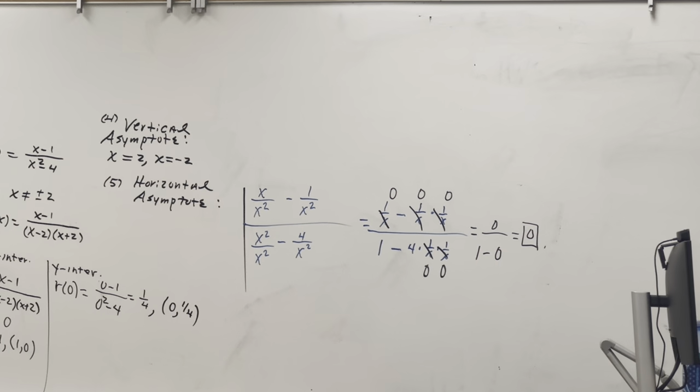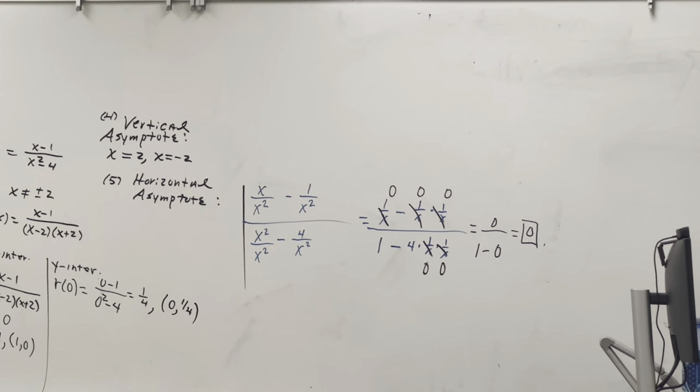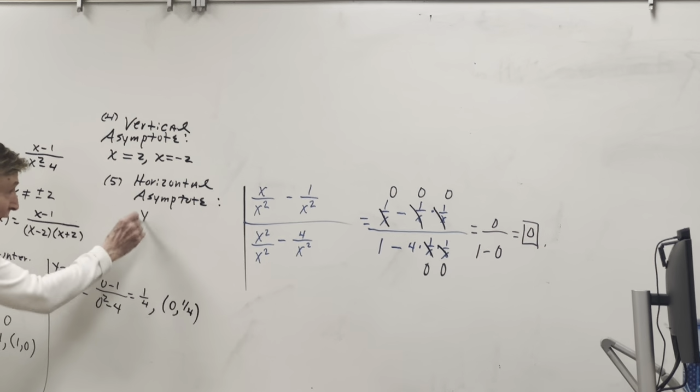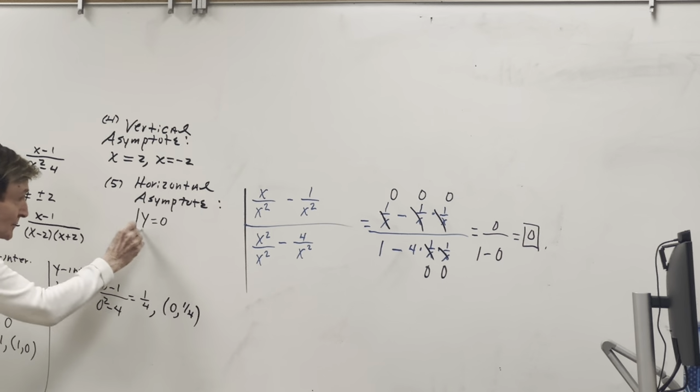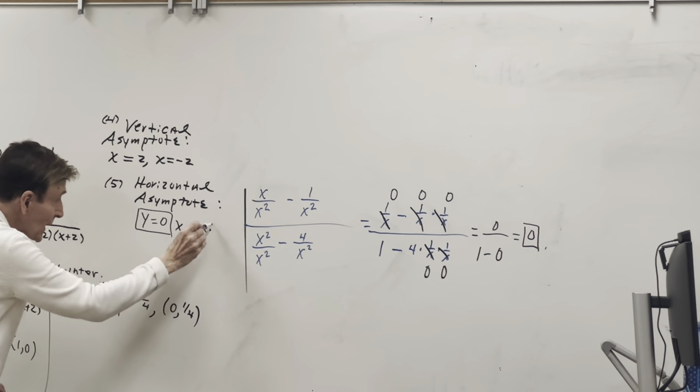Now later on it'll change. But right now it's on the x-axis, it's at 0. That's the horizontal asymptote. We go back right here. This is y, guys. Y is equal to 0. X-axis. We've got to get accustomed to this.